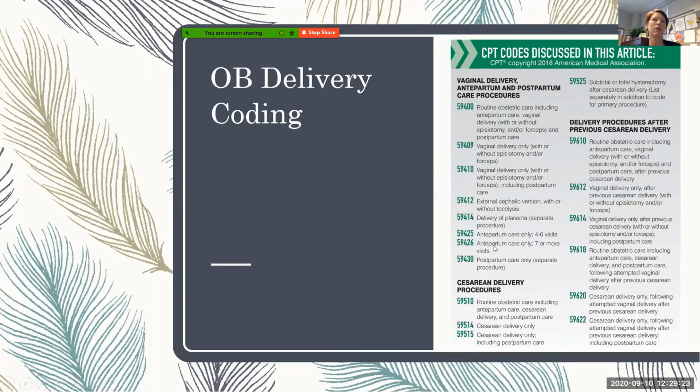And so antepartum care visits 4 through 6 can be billed separately, and then 7+. So again, there's that magic 7, but 7 or more visits can get billed at that 59426. And then the postpartum care, which is actually listed on our super bill, can be separately billed, but it's only if we're doing that as its own thing.